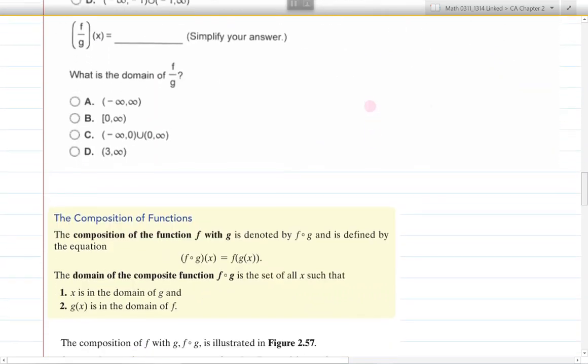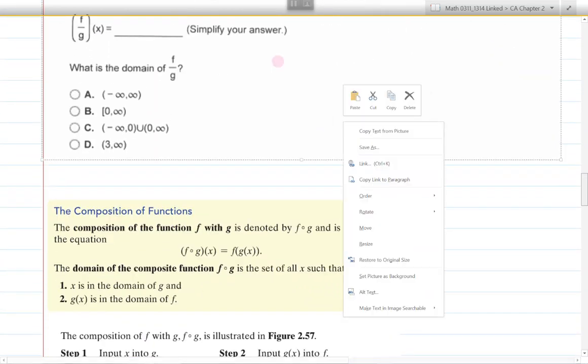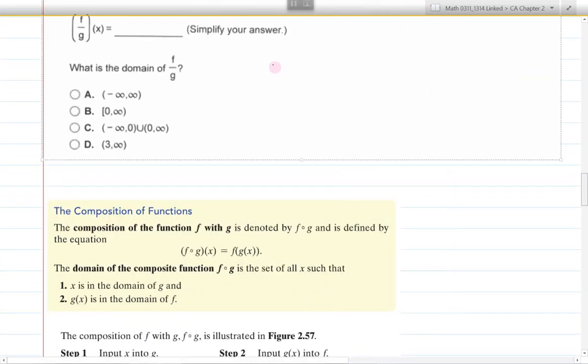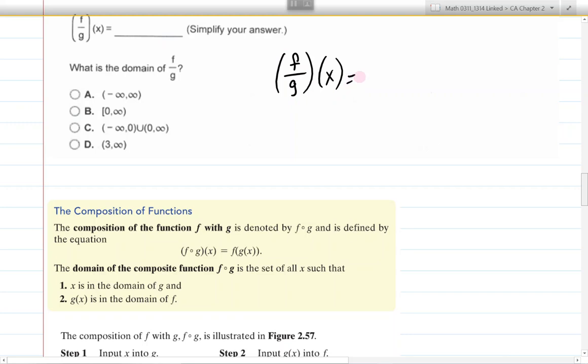Finally, the quotient. I have f divided by g of x is the f function over the g function. That's the quotient. Type that in there. Now, the domain, you have to find exclusions.